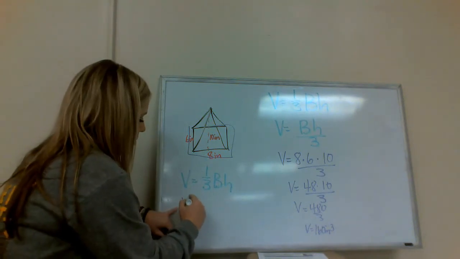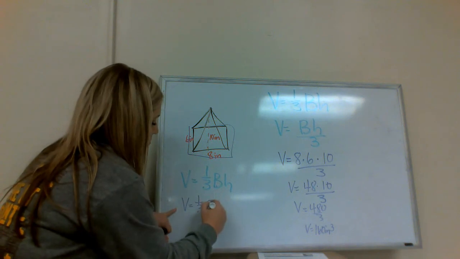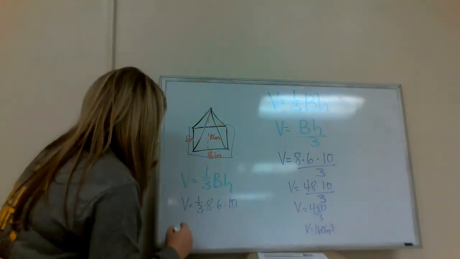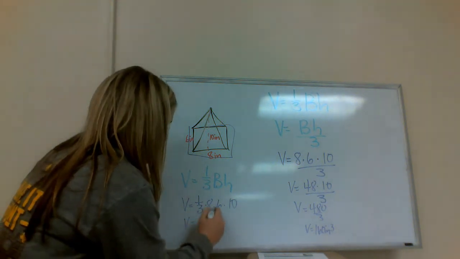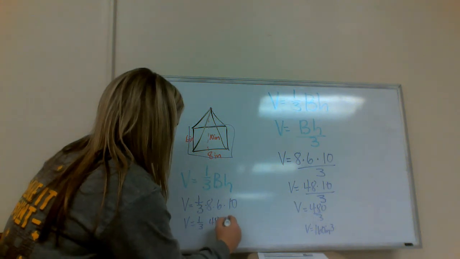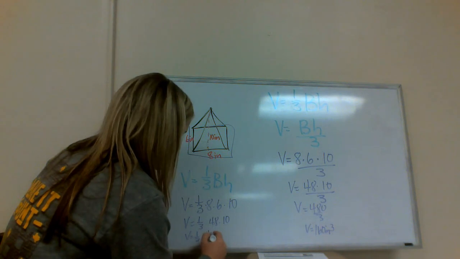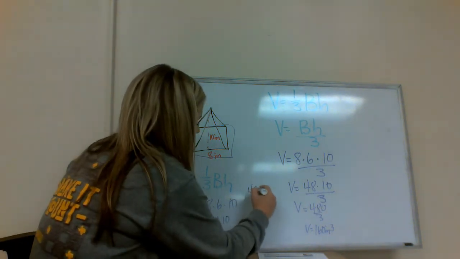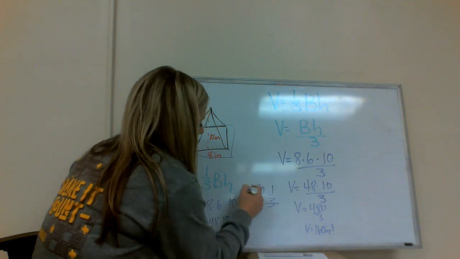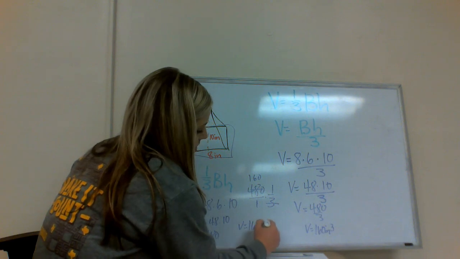Okay? So if you want to do it this way, 1/3 times 8 times 6 times 10. So we know that it's 1/3 times 48 times 10. Volume equals 1/3 times 480. And if you do 480 over 1 times 1 over 3, you know that it will be 160. So you know the volume will be 160 inches cubed.